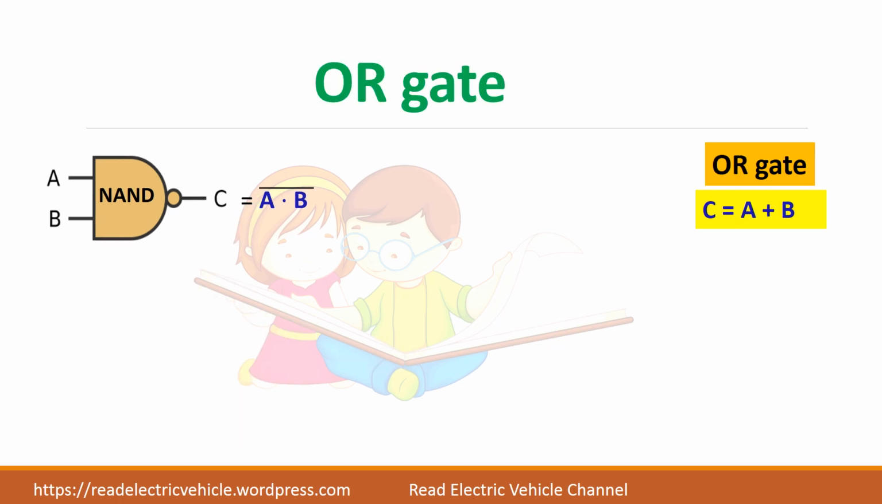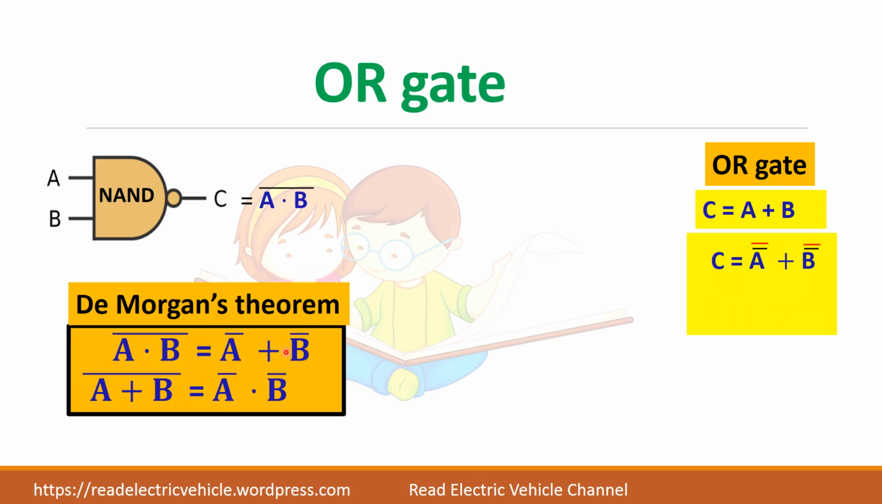Next we will take an OR gate. The OR gate output should be A plus B. Here again we have to bring it to this form. Here a dot product is there. So this plus sign should be removed and we have to bring a multiplication sign. For that we can apply De Morgan's theorem. So you make C equal to A double bar plus B double bar.